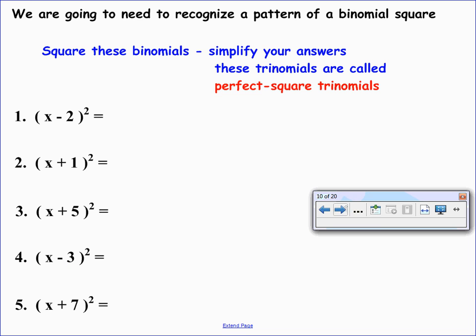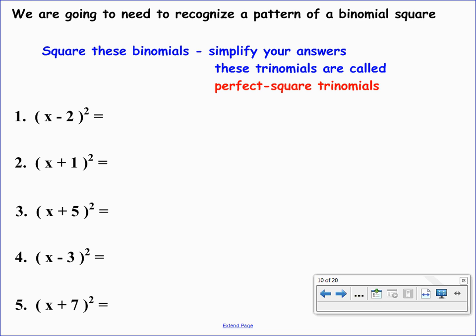Let's go ahead and take a look at first squaring these binomials. We're going to do one together to remind you, and then you and your partner are going to complete the rest. I'm going to ask that you come up and share your answers on the board. So let's take a look at these binomials. If I wanted to square x minus 2, x minus 2 quantity squared, recall that means x minus 2 times x minus 2.